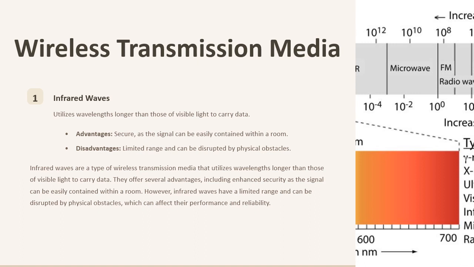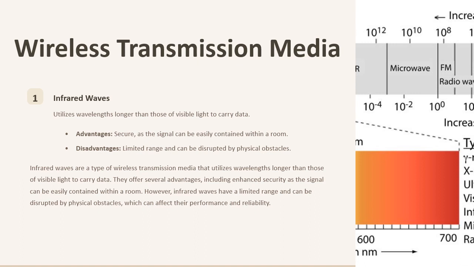Infrared waves utilize wavelengths longer than those of visible light to carry data. Advantages: secure, as the signal can be easily contained within a room. Disadvantages: limited range and can be disrupted by physical obstacles.